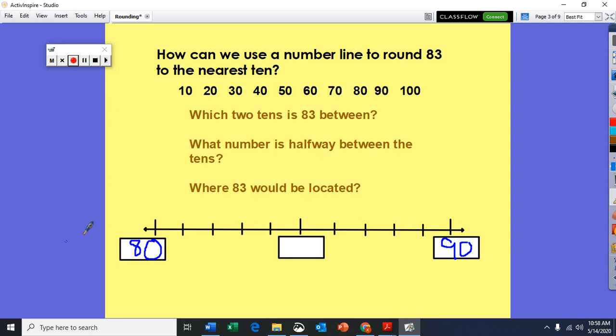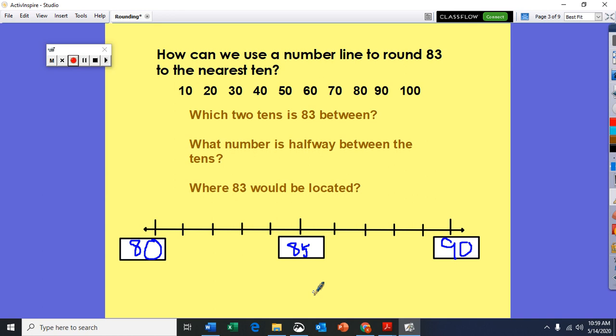And then, what number is halfway between 80 and 90? Let's count and see if we can figure it out. 1, 2, 3, 4, 5. Oh, so 85. 85 is halfway between 80 and 90. And if I think about 10, I know that 5 and 5 make 10, and that 5 is half of 10. So it makes sense that 85 comes between 80 and 90.